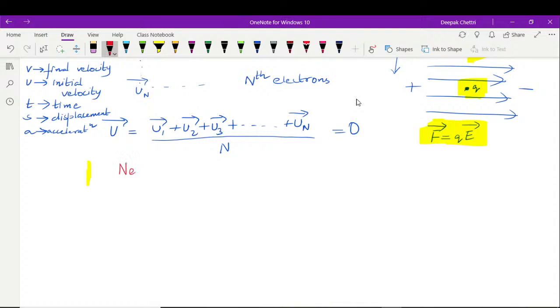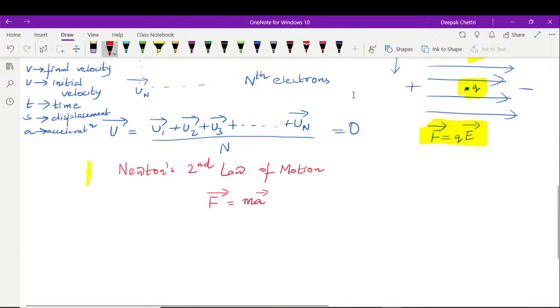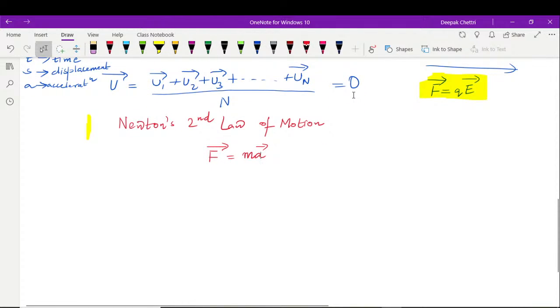Newton's second law of motion. Newton's second law of motion is what? F is equal to ma, right? This is the equation of motion, or in vector form I can write F is equal to ma vector, right? So we will use this here.